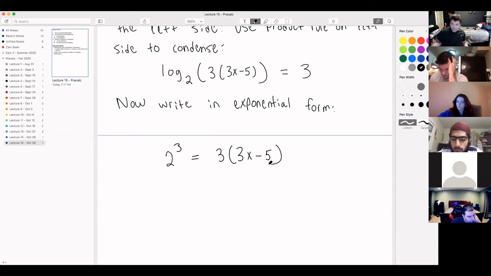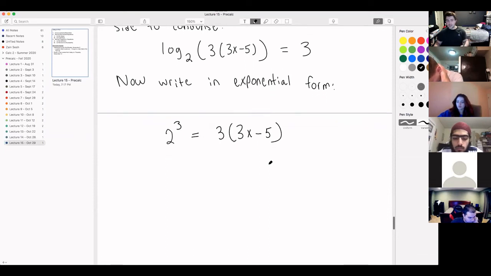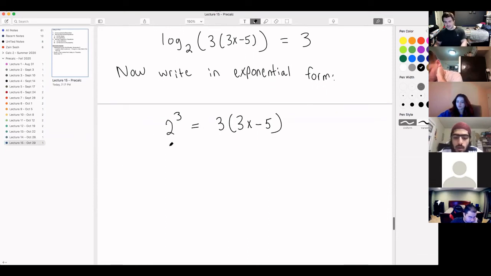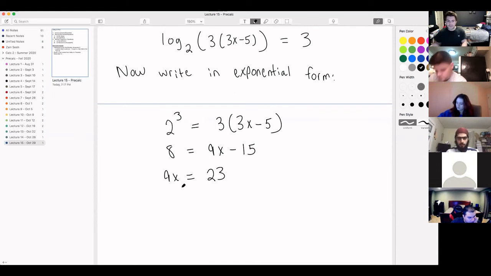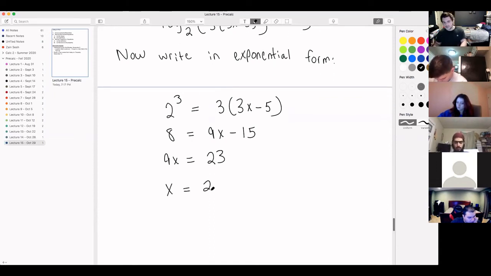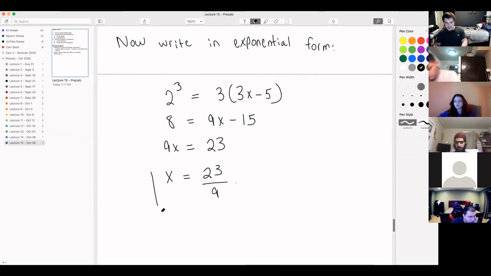Okay. And yet again, we are now at the point where we're just solving a linear equation. So what's this going to be? Let's actually do this one. So 8 will be 9x minus 15, which is now 9x is equal to 8 plus 15, that's 23, I think. 9x is equal to 23. Yep. And now just divide both sides by 9. So x will be 23 over 9. And that will be it.